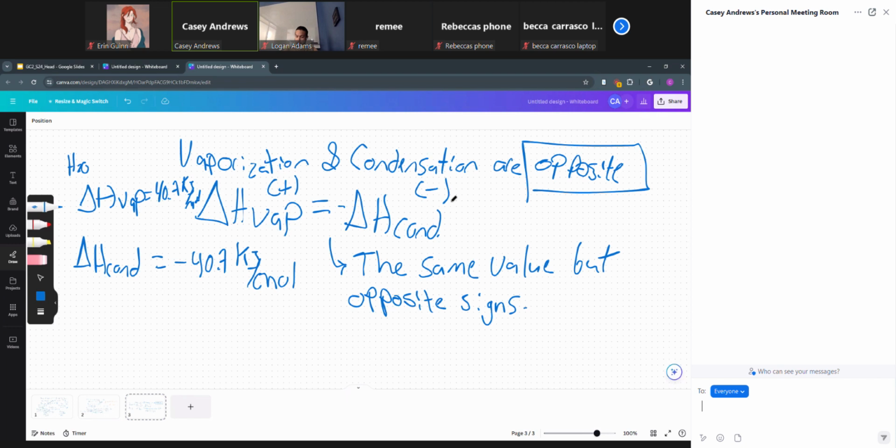However, since these are opposite processes, the energy you need to put in and the energy you need to take out are the same. You're just doing opposite. You're either putting it in or taking it out. So for almost, I want to say any opposite process in chemistry, this behavior holds: opposite processes have the same numerical value, but opposite signs.